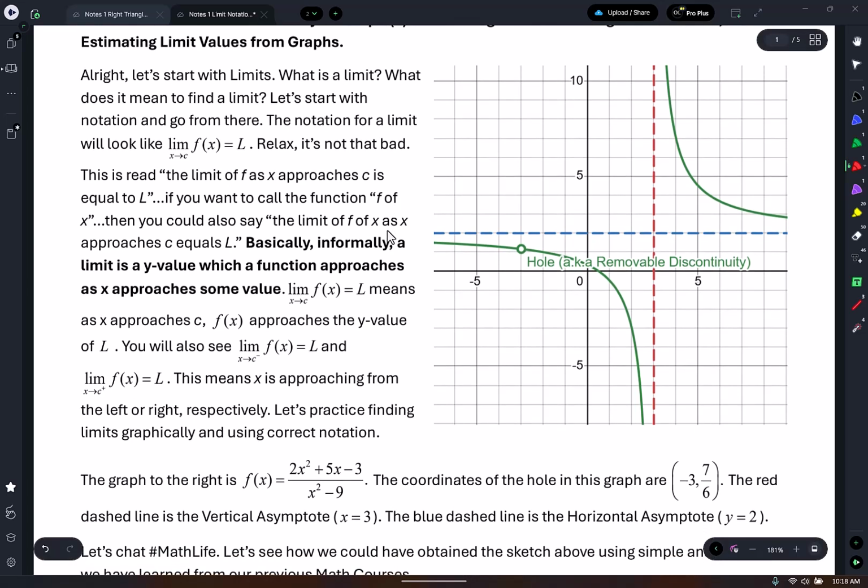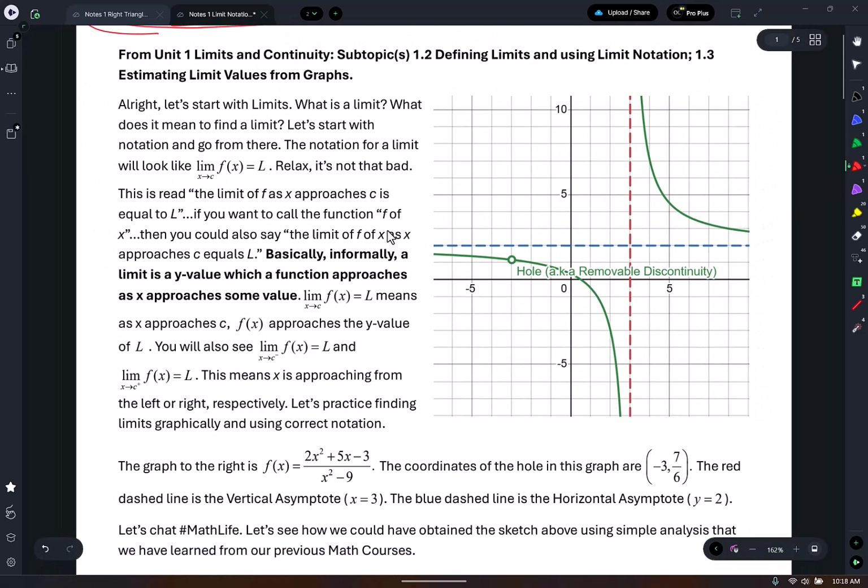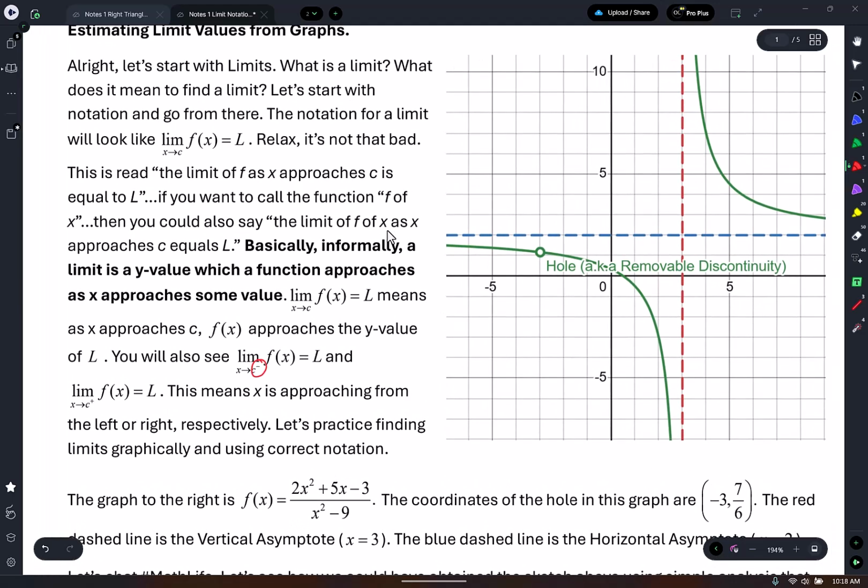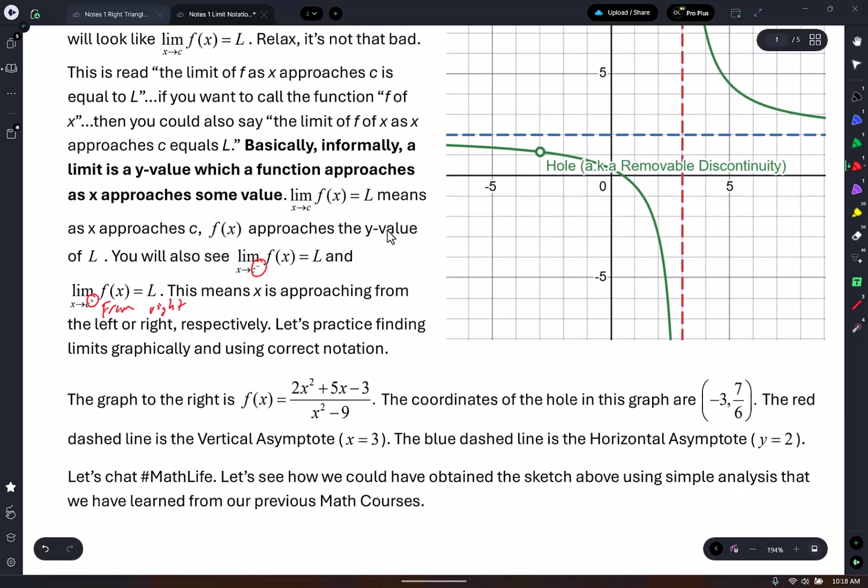Basically, informally, a limit is a y value which a function approaches as x approaches some value. You guys remember that from last year? Okay, and then you guys can read that if you want. That little minus sign means from the left. That little plus sign in the upper right-hand corner means from the right. So hopefully you guys remember this from pre-cal.